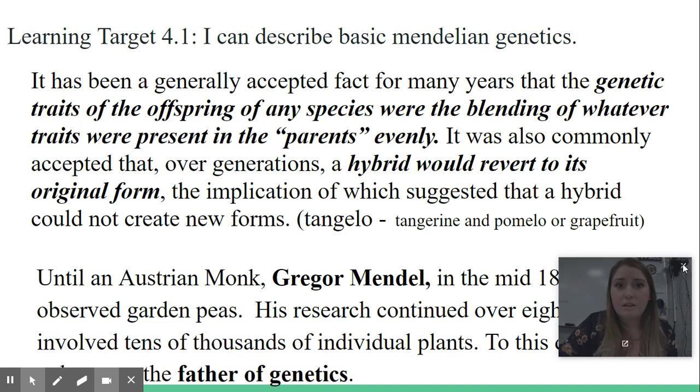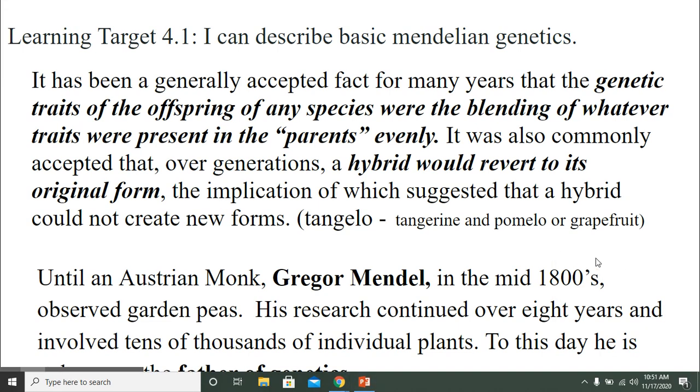Not all hybrids are going to be able to reproduce. Some hybrids, like ligers, a lion and tiger mix, aren't able to reproduce at all. So we aren't going to get too deep into that, but I wanted you to be thinking about it.